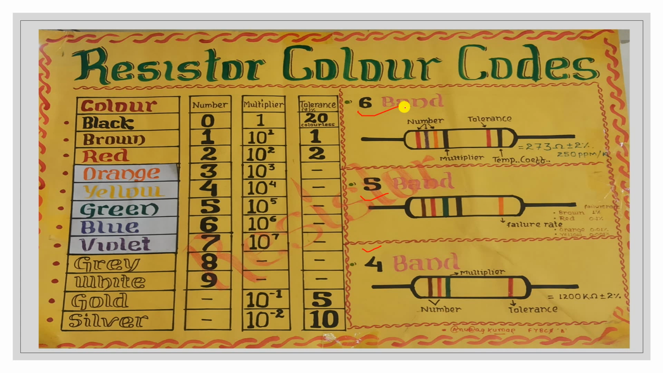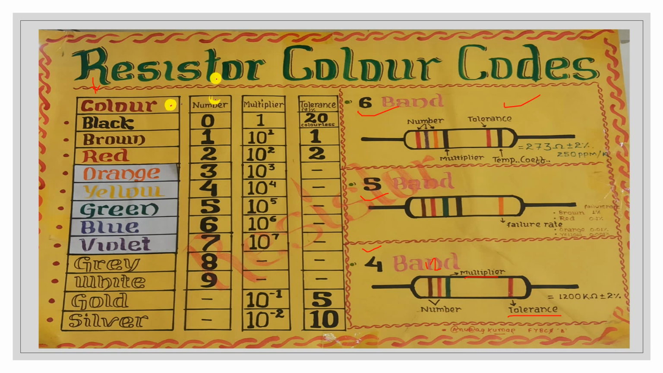In the four color band system, the first and second colors act as digits, the third one acts as the multiplier, and the fourth one acts as the tolerance. One of my students, Anurag, has made this chart. In this chart, the first column is the color code. What are the color codes? It is B B ROY of Great Britain Very Good Wife: black, brown, red, orange, yellow, green, blue, violet, gray, white, then gold and silver.